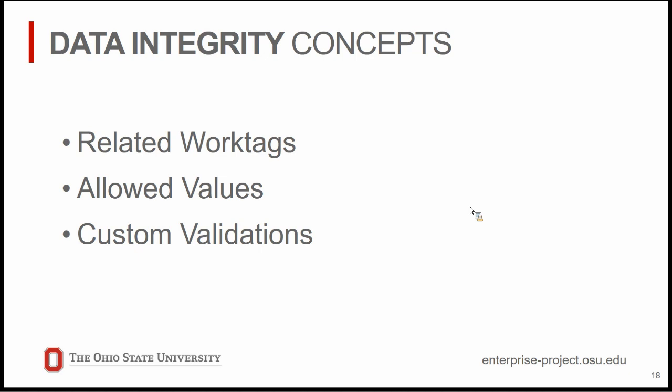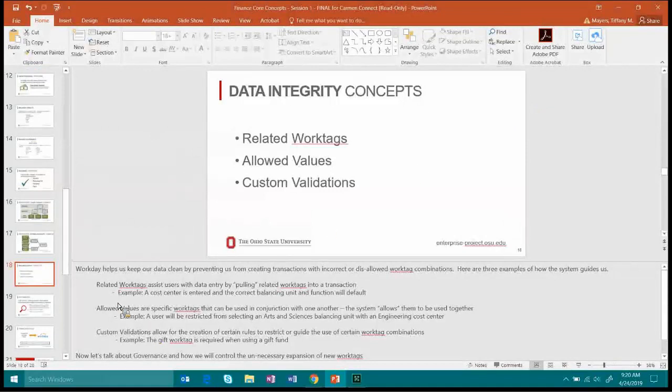But related work tags really allow us to enter one value and bring other values along. So you don't have to enter every single work tag. Allowed values allows us to restrict what a user can select from a drop-down. And then again, custom validations allow us to write high-level rules. So maybe when I use a grant fund, an actual grant work tag has to be on the transaction. So now I'm going to go into the tenant and demo what a related work tag and allowed value may look like.